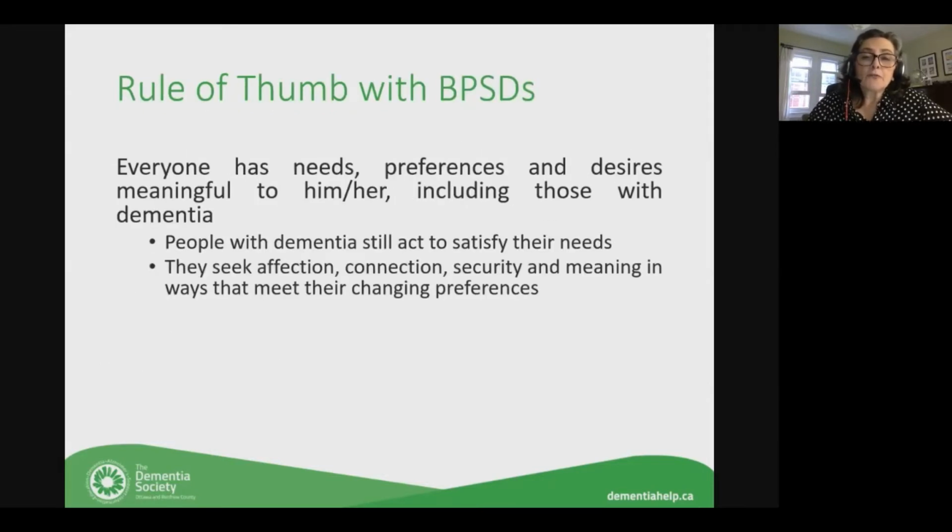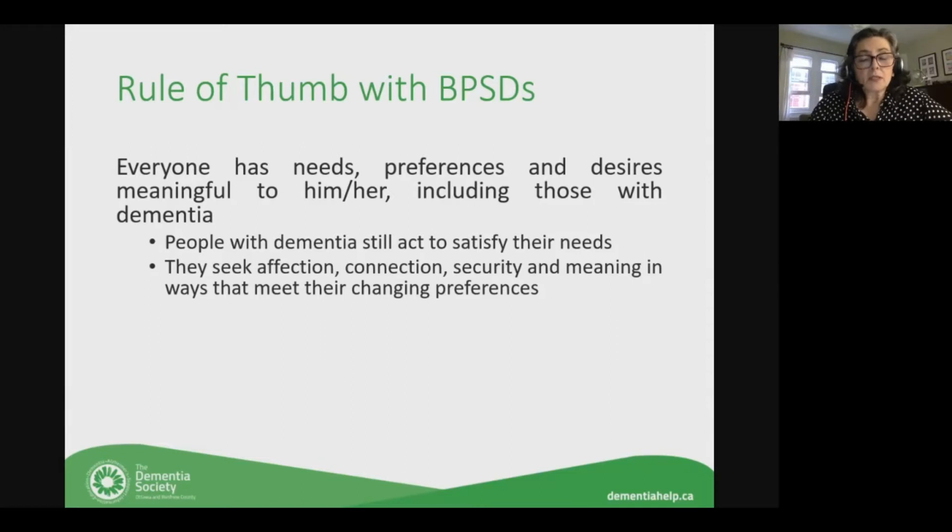There are a few rules of thumb to keep in mind. The first is that, as human beings, we all have patterns of behavior that have been established over the course of our lifetimes. We have habits, experiences, and our own temperament. We have developed ways in which we like to do things, ways in which we fulfill our needs and desires, and habits and activities that are meaningful to us. That doesn't stop just because we develop dementia.